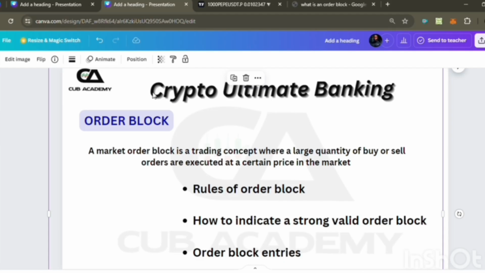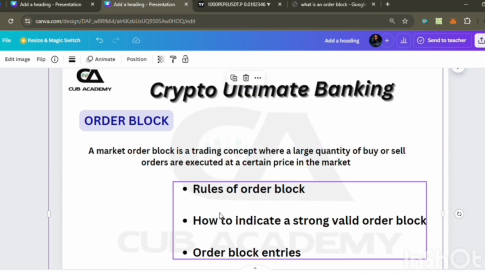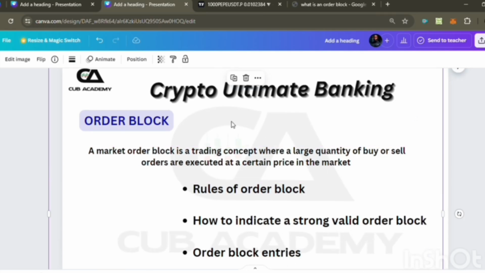Just take your pen and paper, because at the end of the training you'll be able to know what order block is all about, the rules guiding order block, how to indicate a very strong valid order block, and order block entries, which is how to enter the market using different entries on order block. So first, what's an order block?